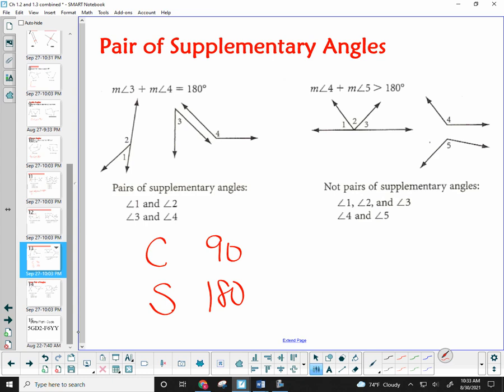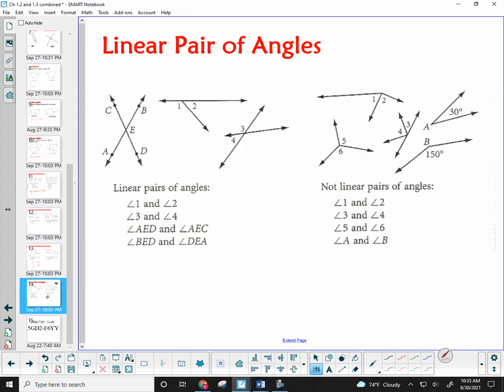Okay, the last term is called a linear pair. So what does linear sound like? Line. What's pair? Two. So two angles that form a line. So there are two angles that form a line.